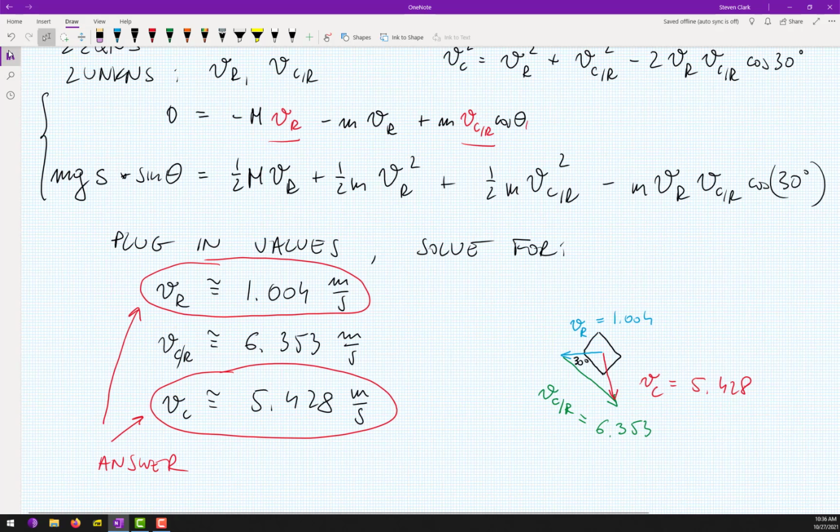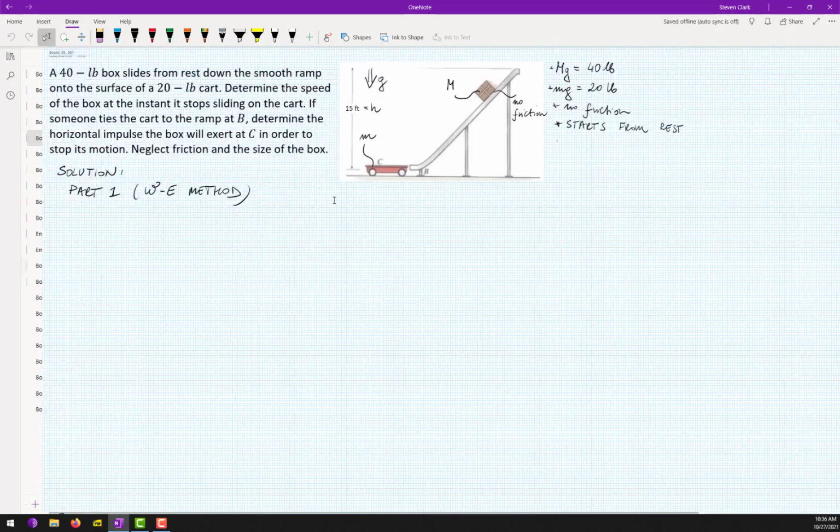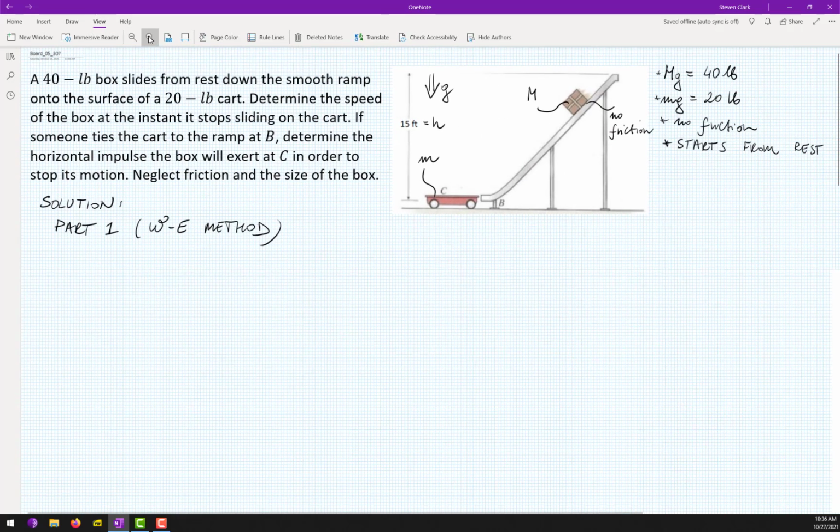Example number 3. Let's do it. And please read and understand the problem statement before we start our solution.